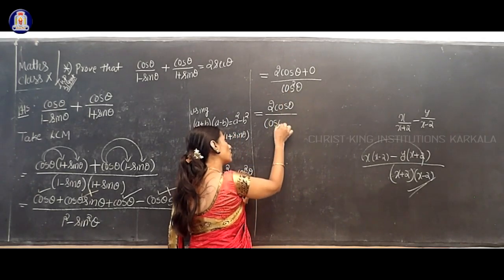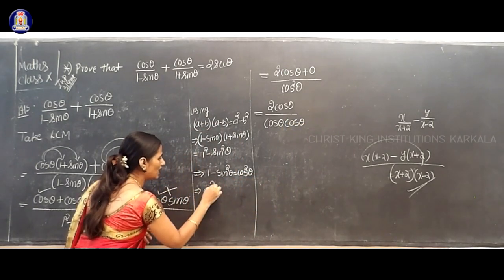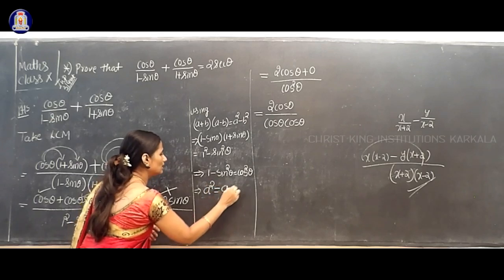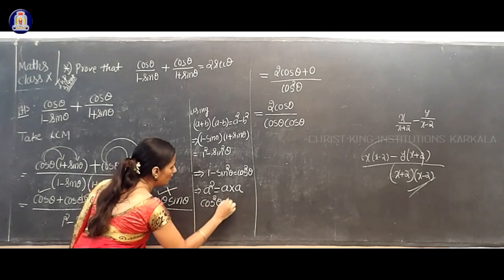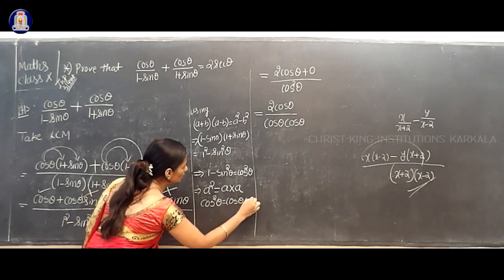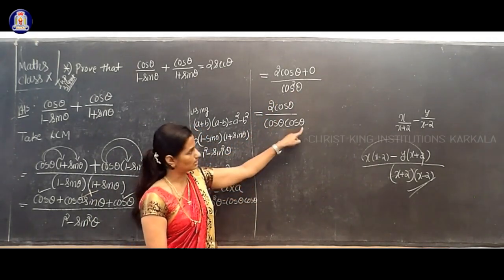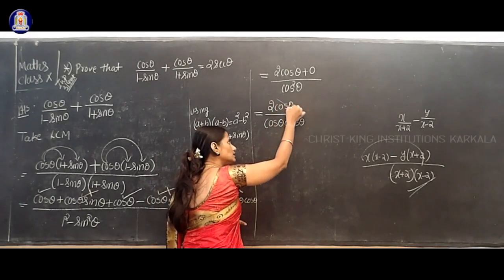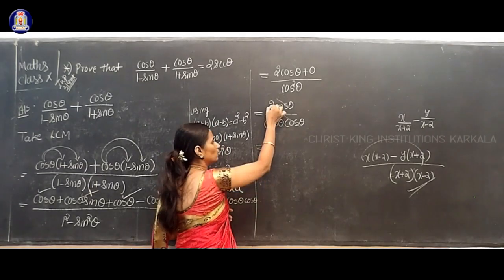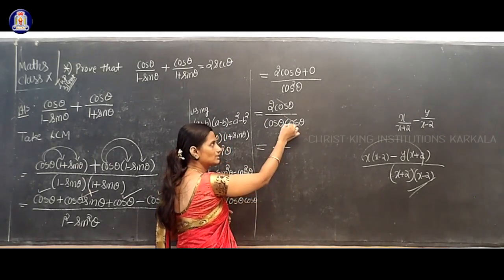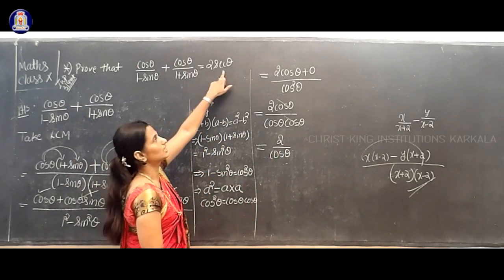theta. I'll write it as cos theta into cos theta, right? Already you know that a square is a into a. So similarly cos square theta is cos theta into cos theta. So this cos square theta I am replacing as cos theta into cos theta. Now 1 cos theta in the numerator and 1 cos theta in the denominator cancel. What is left here? Only 2 is left, and the denominator is cos theta. What will I answer? It is 2 secant theta, right?